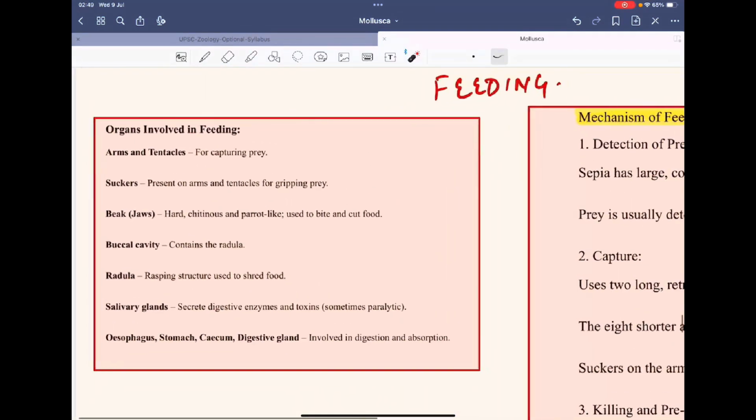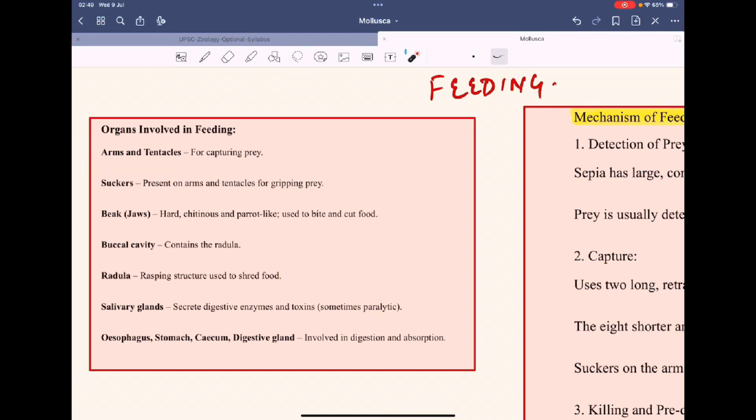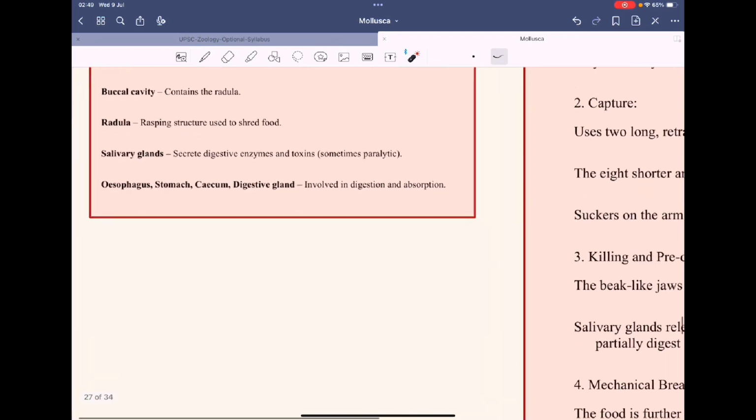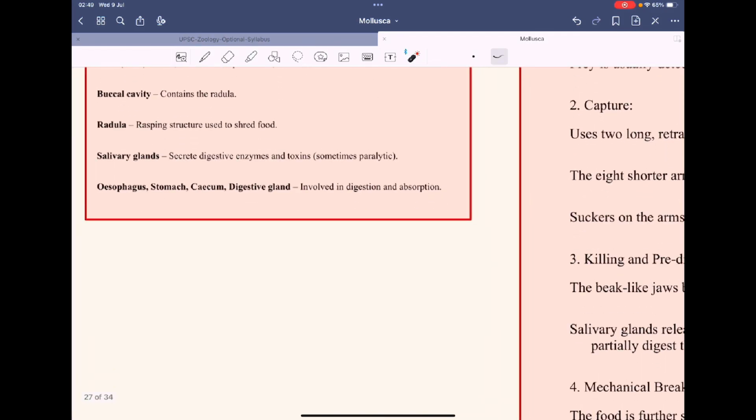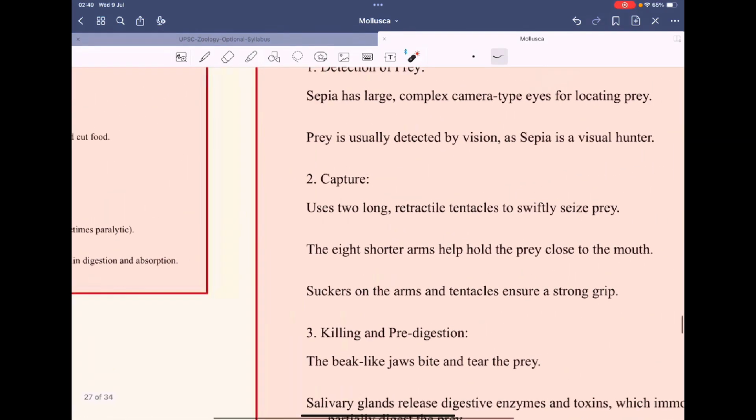The feeding is through the arms and tentacles. The suckers are present. There is a chitinous jaw, which is a parrot-like jaw, and it has a buccal cavity. There is a radula for rasping. There are salivary glands for secretion of digestive enzymes. The esophagus, stomach, cecum, and digestive glands are present.